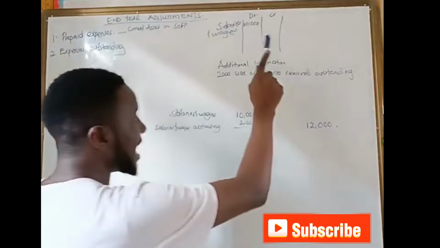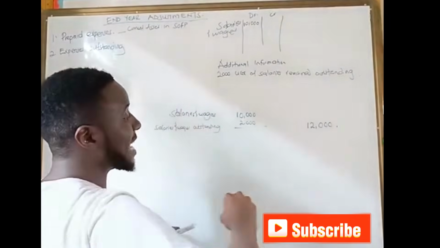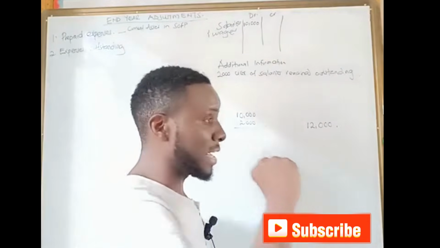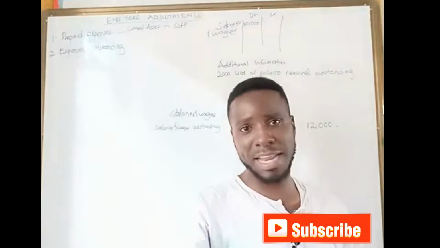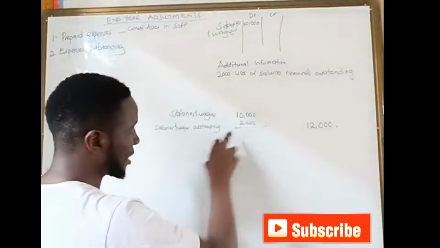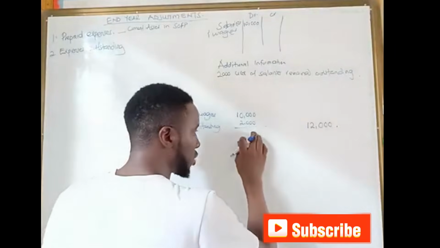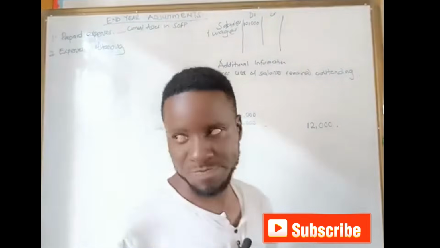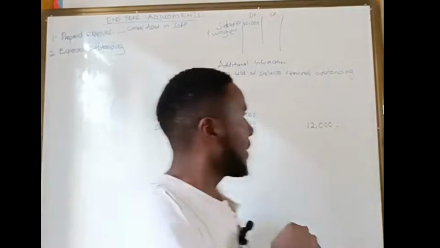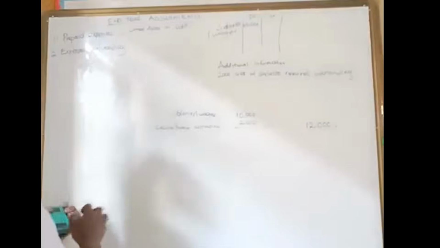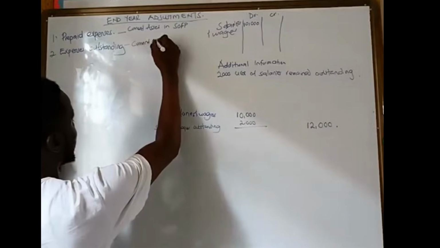Now, since this item has not yet gone through the double entry system, when it is outstanding or due, we take it to the statement of financial position as a current liability. Remember, a liability is something that takes money out of the business. So the 2,000 here we shall record as a current liability in the statement of financial position. Basically, this is how we treat it.